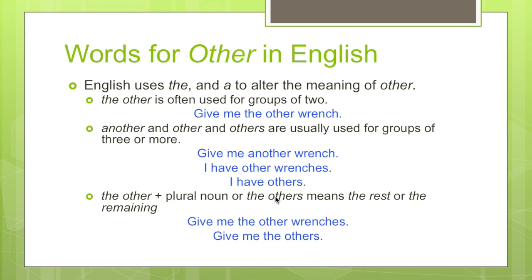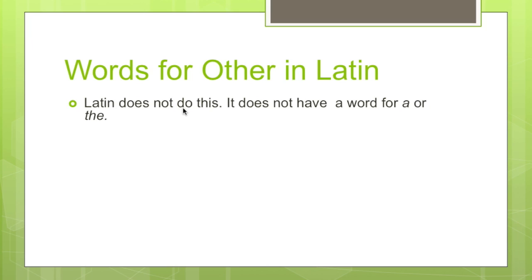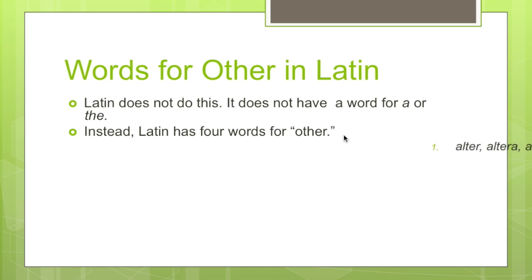The other plus a plural noun, or the others, means the rest or the remaining. If I say give me the other wrenches, I mean the remaining wrenches. If I say give me the others, I mean give me the rest of them. So when we use the plus a plural with the word other, we're talking about all the rest of the wrenches of a group of three or more. Latin does not do this. That is, it doesn't use the or an to alter the meaning of the word other. That, of course, is because it does not have a word for a or the. It can't do that. Instead, Latin has four words for other that cover this territory.